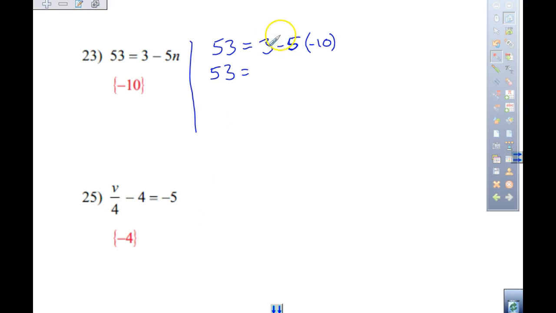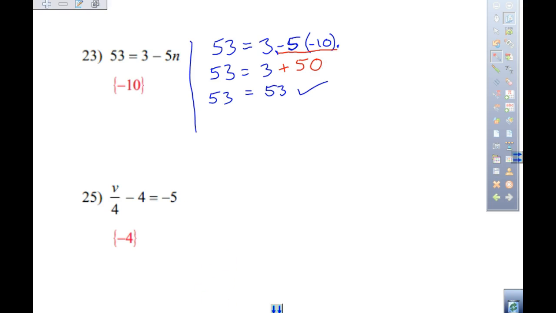now you do the multiplication first. You might remember that called the order of operations. So you have to do negative 5 times negative 10 first. So I'm going to leave the 3 alone. And then negative 5 times negative 10, that's positive 50, right? And now 53 equals 3 plus 50, which is 53. So order of operations says you multiply or divide first, then add or subtract.